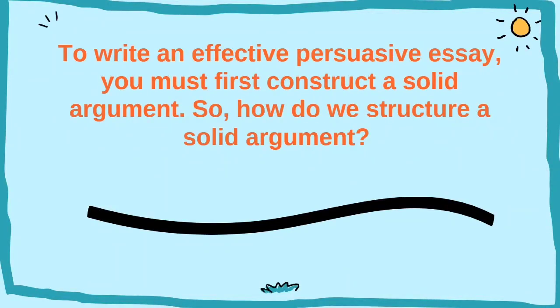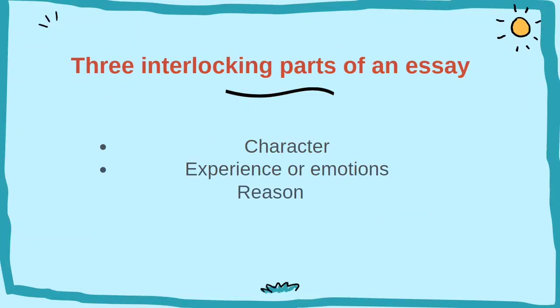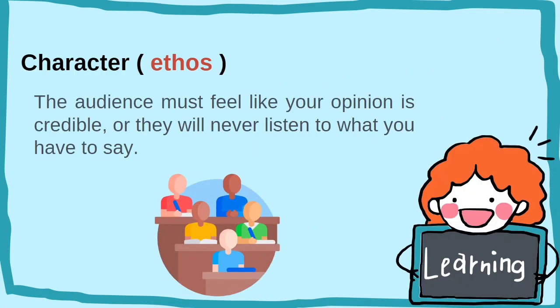To write an effective persuasive essay, you must first construct a solid argument. So, how do we structure a solid argument? Here is when our friend Aristotle enters to the rescue. Aristotle developed the three interlocking parts of an essay, or elements of rhetoric, that work together to persuade an audience. The three interlocking parts of an essay are the character, experience or emotions, and reason.